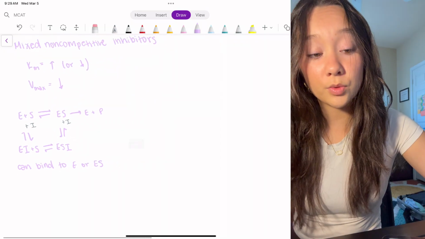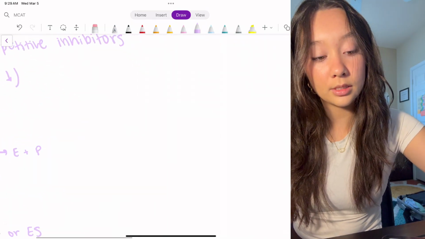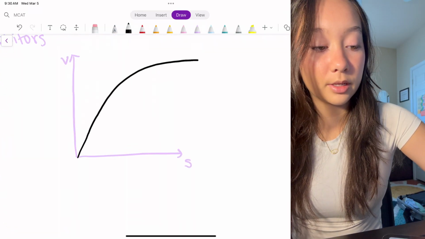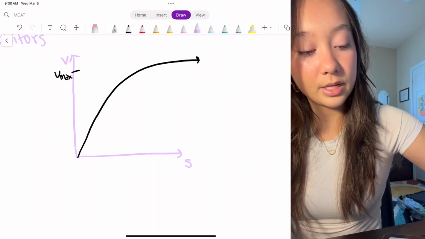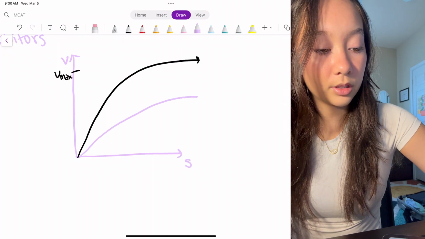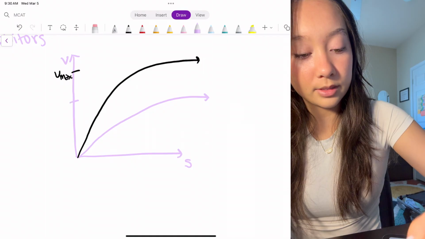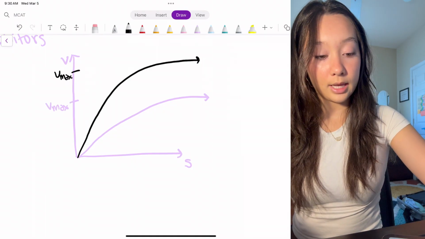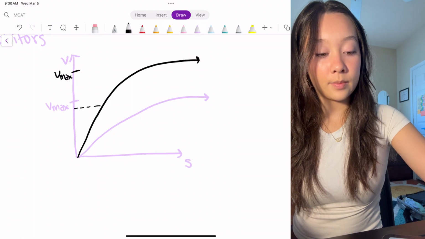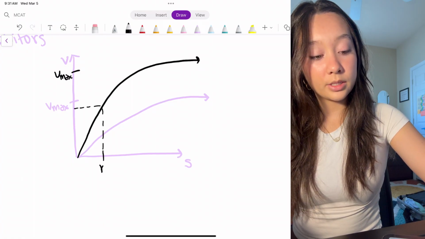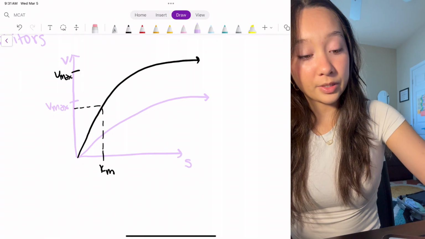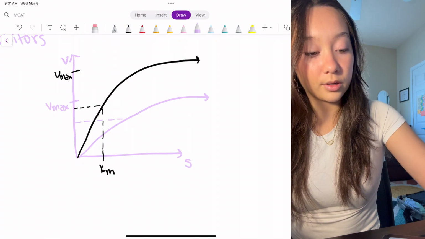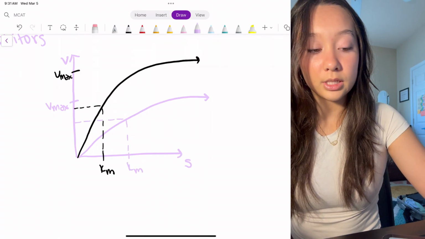All right, now let's move on to our graphs to visualize this. This is going to be our uninhibited enzyme with our Vmax here. And then our inhibited enzyme is going to look a little something like this. So our Vmax is down here now. So Vmax has decreased. If we look at Km, this is about where Km is for our uninhibited enzyme. And then for our inhibited enzyme, it's going to be way over here. So Km has increased in this case.